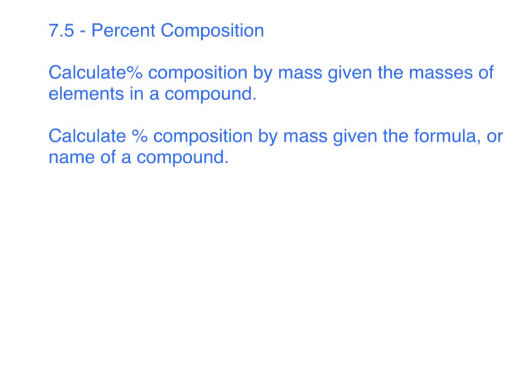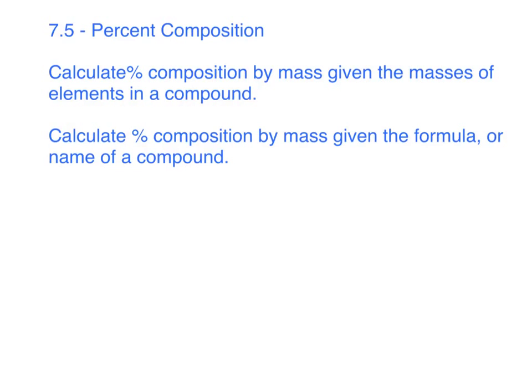Then the other way to do it is to calculate the percent composition by mass given the formula or the name of the compound, and you figure out the formula. So the first method is kind of an experimental result method, where you take experimental results and determine percent composition. And the second one would be more of a theoretical, knowing the formula of a compound, predict what the percent by mass of the elements in the compound is. So we'll give you lots of examples.